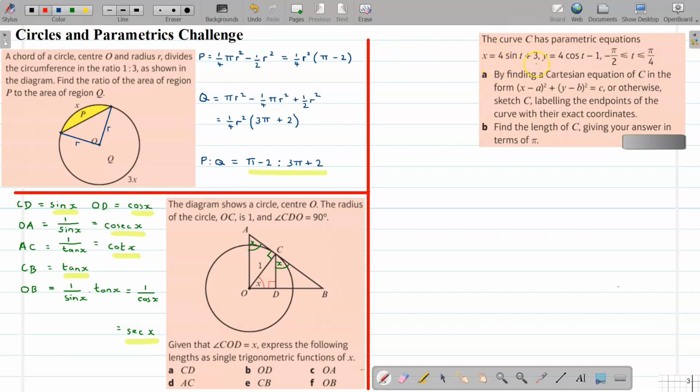So if this first statement is true, then subtract 3 and divide by 4. So x minus 3 divided by 4 is going to be the same as sine t. Okay, and similarly we can do the other side for y. y plus 1 over 4 is going to be equal to cos t.